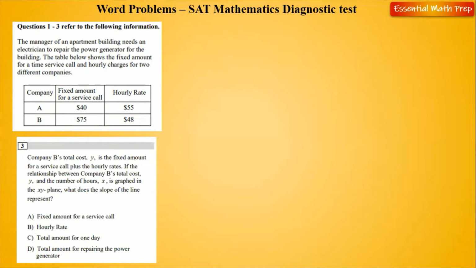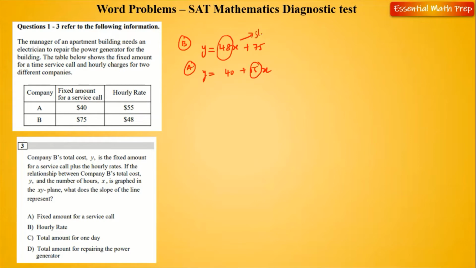The third question is asking, if the relation between company B's total cost Y and the number of hours is graphed in the XY plane, what does the slope of the line represent? You don't need to graph or do any of that, right? You don't even need to compare B versus A. We know Y for B equals 48X plus 75, or for A, Y equals 40 plus 55X, right? They're asking what this value in front of the X corresponds to.